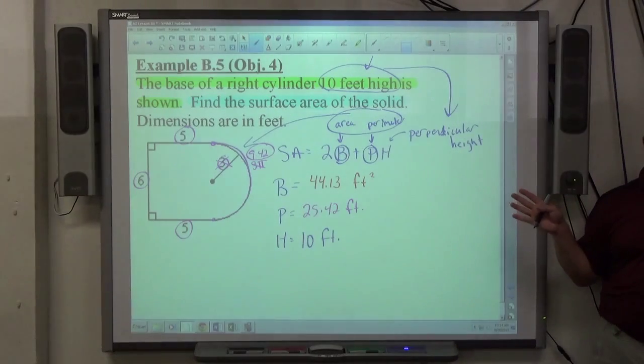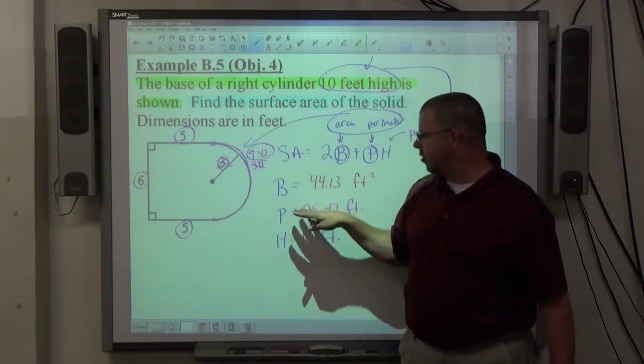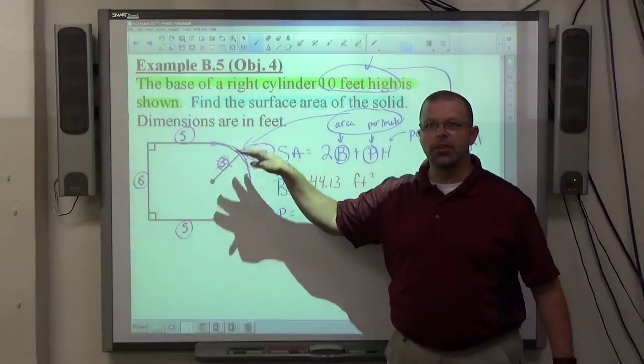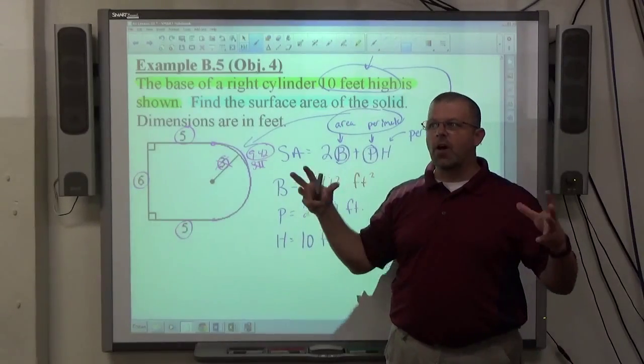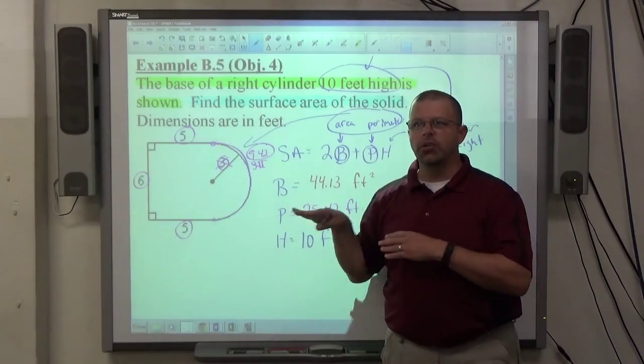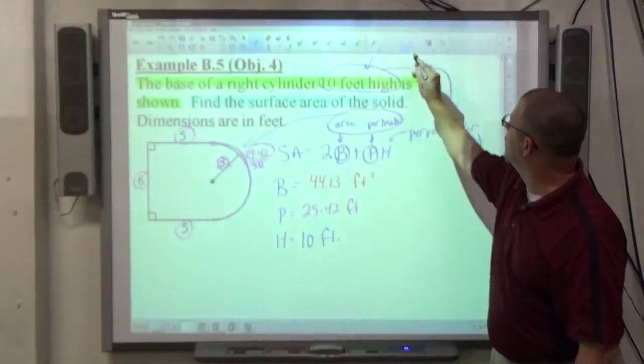This is what surface area is and always will be. You find a whole bunch of stuff: area of base, perimeter of base, height of solid. You find all that stuff using whatever formulas or procedures are necessary. Area is using formulas, perimeter is more procedural, add up all the sides. Height is inspection, you just find it somewhere in your problem. You find all that information out. Once you've identified all three of these numbers, then it's simply a matter of applying the surface area formula.